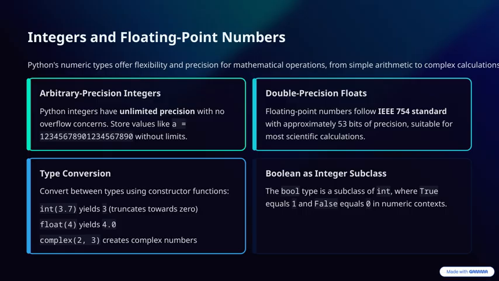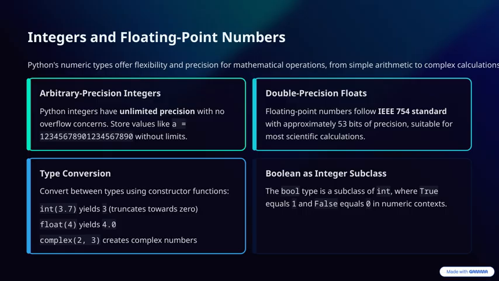Whether you're doing simple addition or complex scientific calculations, these types have you covered. First, let's look at integers. Python's integers are what we call arbitrary precision, meaning they can grow as large as your memory allows. There's no worry about overflow here. For example, you can store a huge number like 12 quintillion 345 quadrillion 678 trillion 901 billion 234,567,890 without any issues. This is a big advantage when dealing with large data or precise calculations.